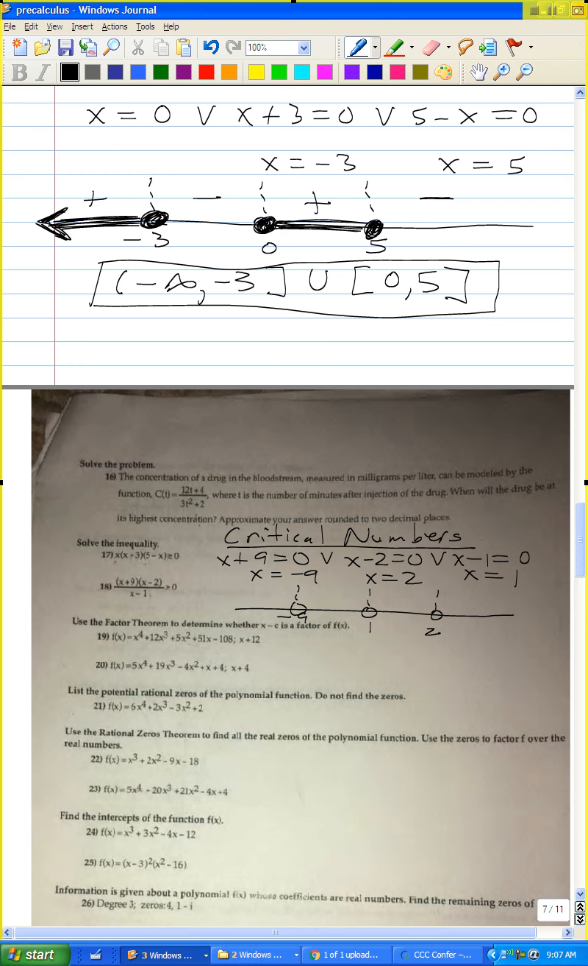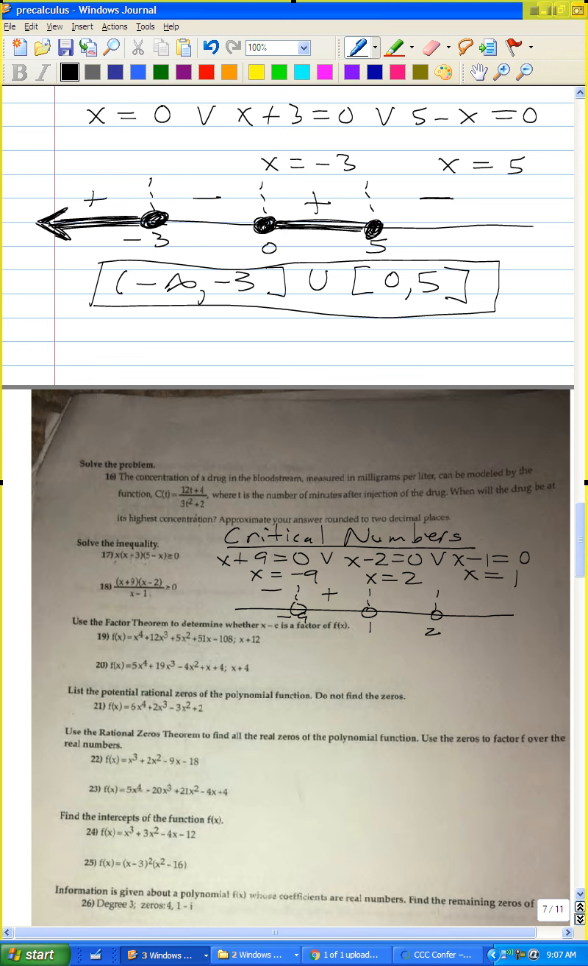Let's plug in 0, because 0 is a nice number. So 0 plus 9 is positive. 0 minus 2 is negative. 0 minus 1 is negative. Positive times negative divided by negative is positive. And so in this region, where the 0 test point is, it's positive. If I can pick 0 as a test point, do it. The only time you can't pick 0 as a test point is when it's one of the critical numbers, which I couldn't do above. So now notice that all the multiplicities are 1, therefore everything alternates.